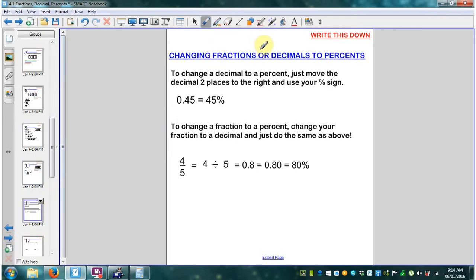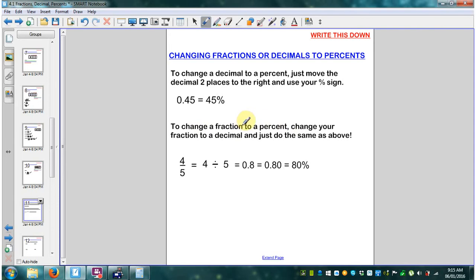So changing fractions or decimals to percents. I want you to write down the subtitle and then write down these 2 little notes here and examples. So to change a decimal to a percent, just move your decimal place 2 places to the right and use your percent sign. Okay, so this is pretty familiar. A lot of students catch on to this one quickly. So 0.45 is the same as 45%. We just move our decimal 2 places to the right, and then we use our percent sign.